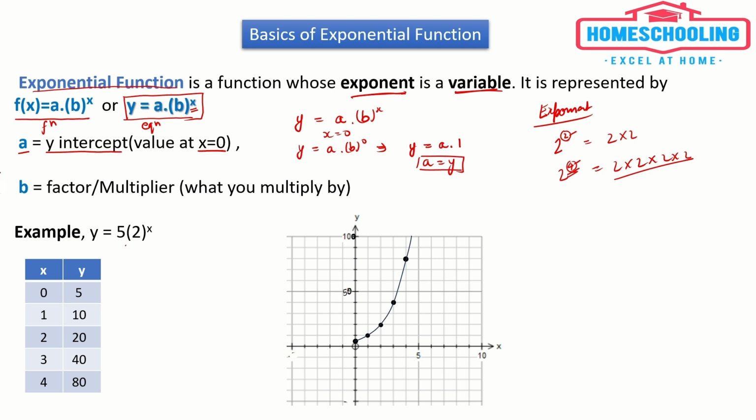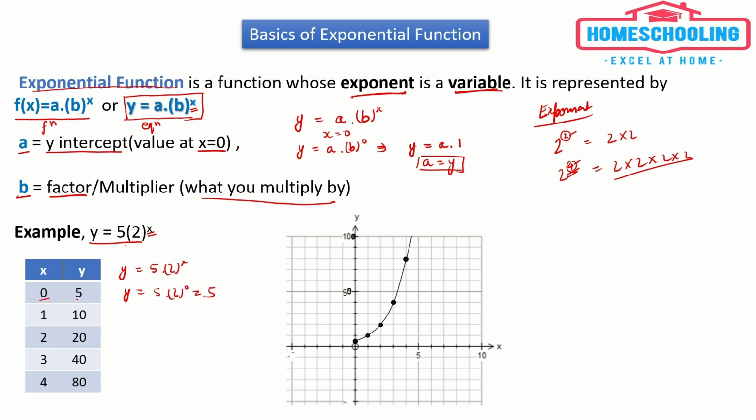Now b is called your factor, or what you multiply by. You will understand this when we solve this example here, why b is called a factor or a multiplier. So as we can see, we have an exponential function. How are we going to find that this is an exponential function or not? As we can see, the exponent is a variable here. So this is an exponential function. Now we'll put the x values as 0, 1, 2, 3, 4, and we will find the output y. So from this equation, y = 5 times 2 to the power x. When we put x = 0, y would be 5 into 2 to the power 0. So that would be 5.